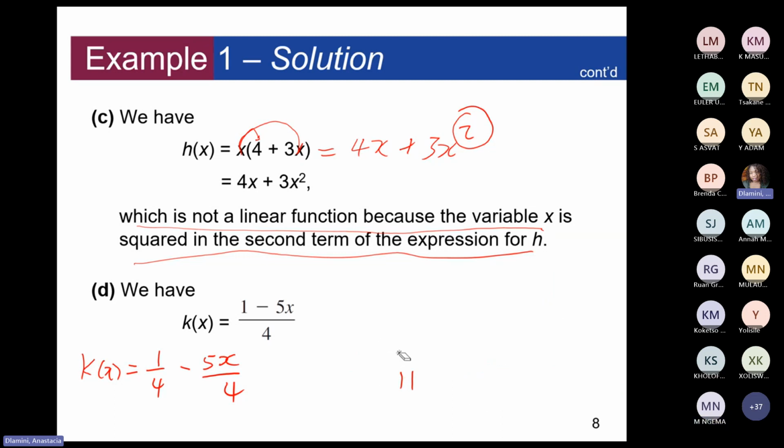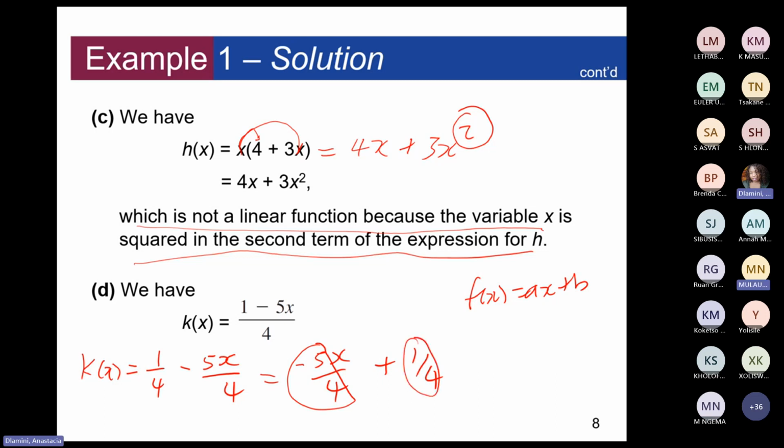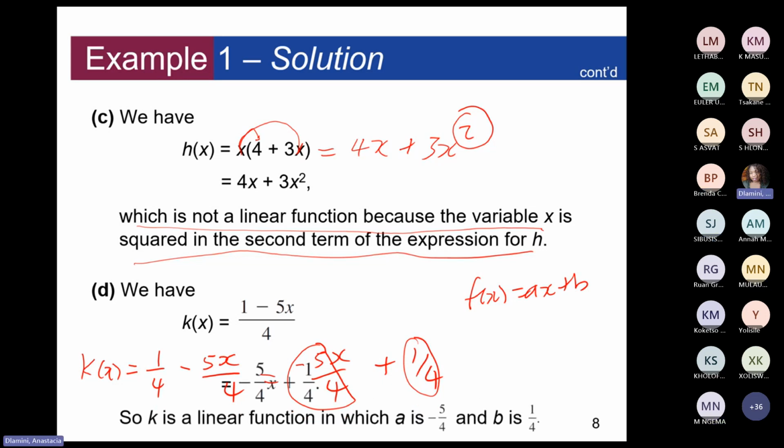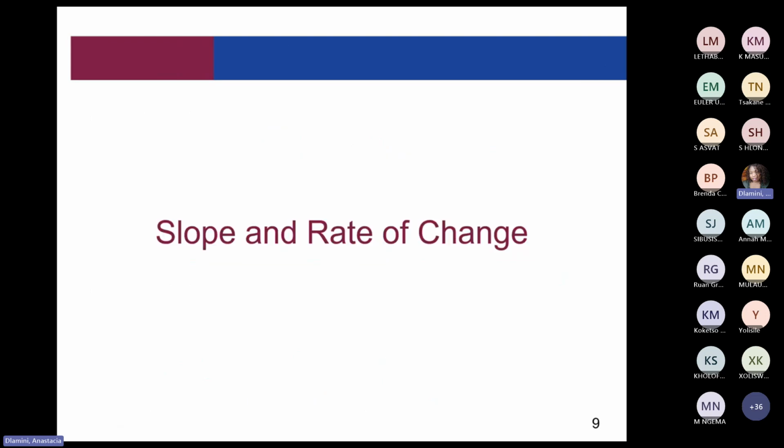So they want us to write it in terms of f of x is equal to ax plus b. So let's write that. So this is minus 5x over 4 plus 1 over 4, where our a is negative 5 over 4, and our b is 1 over 4. All together? Yes, ma'am. Thank you. So k is a linear function in which a is negative 5 over 4 and b is 1 over 4.